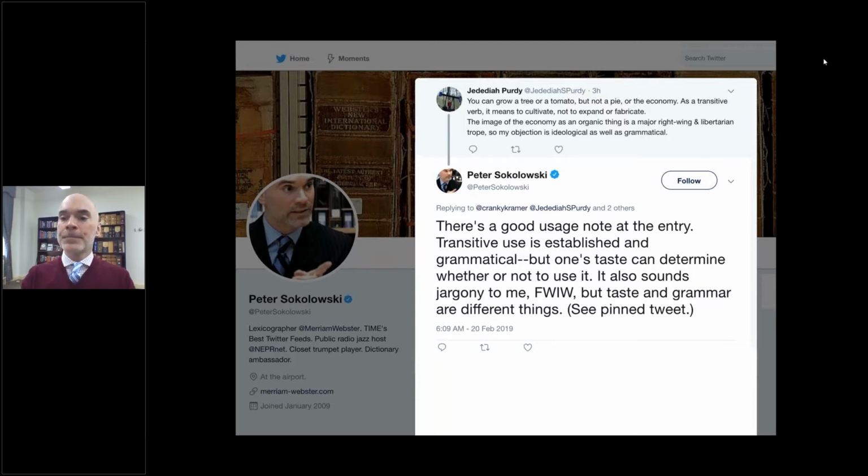But in this case, I think this is a political journalist who wrote, "You can grow a tree or grow a tomato, but not a pie or the economy. As a transitive verb, it means to cultivate, not to expand or fabricate. The image of the economy as an organic thing is a major right-wing libertarian trope, so my objection is ideological as well as grammatical." So we see here a kind of political argument that's presented in grammatical terms.